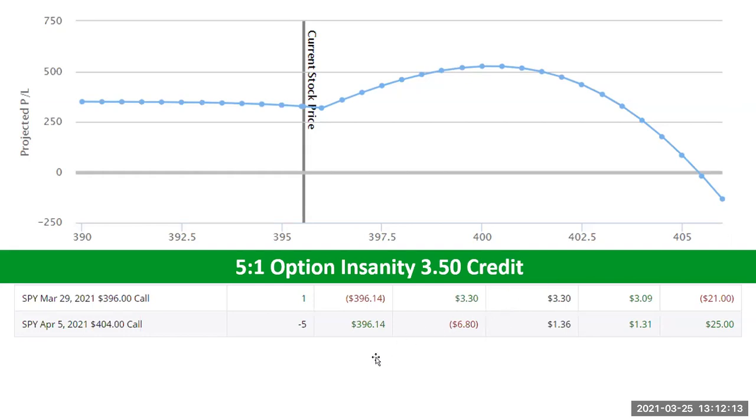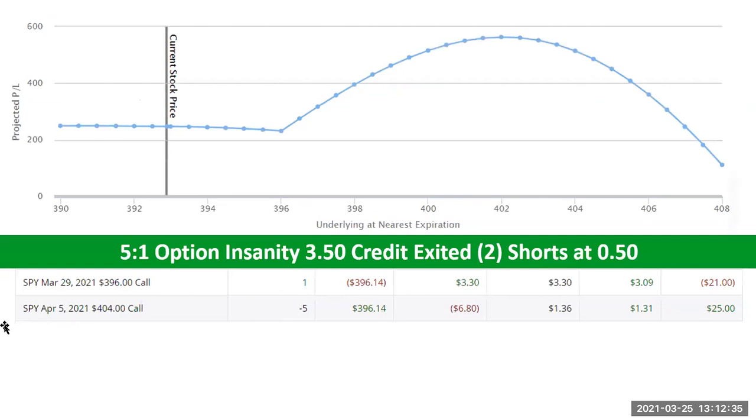All right. So, let's see here. This particular option sanity trade, and I'm going to spend just a little bit of time on that since it is option sanity day. This particular trade, we went all the way up to 404. Of course, the market was trading at around 393. This was before the market drop. I ended up exiting 2 of the shorts at 50 cents and creating this monster bubble, and pushing the break even all the way up to about 409, 410.